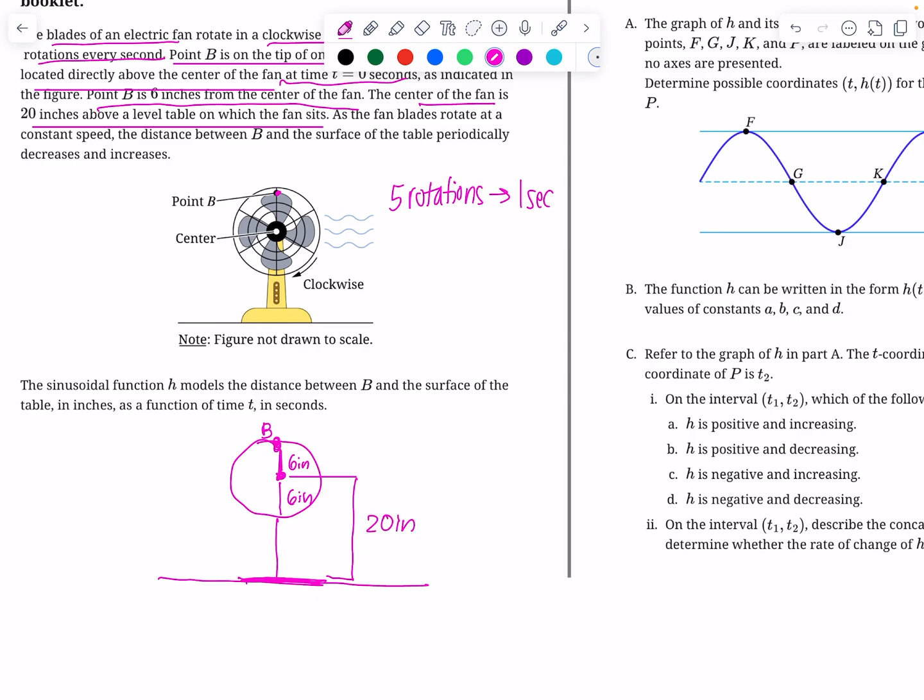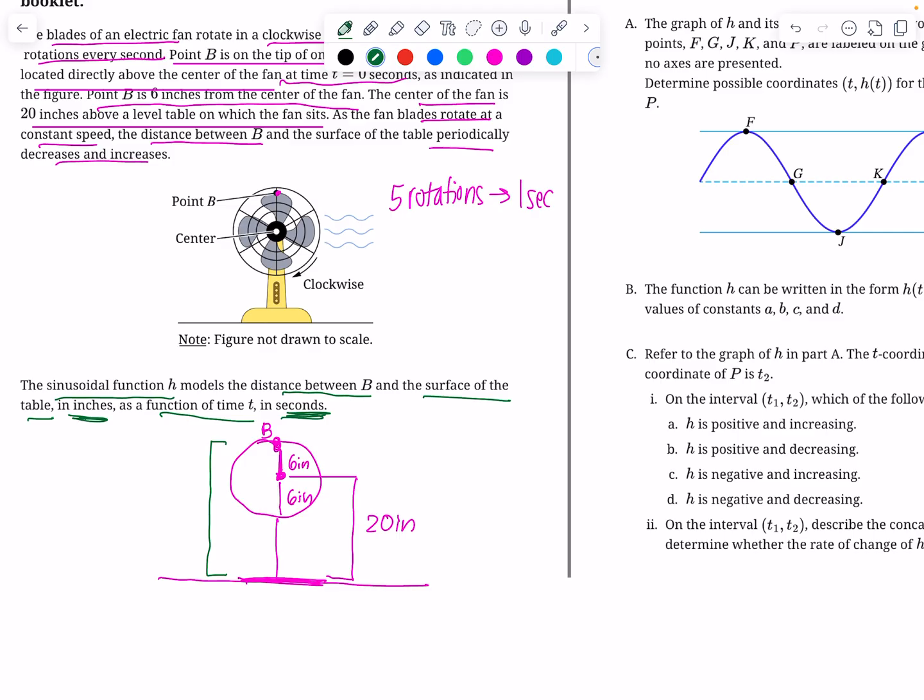As the fan blades rotate at a constant speed, the distance between B and the surface of the table periodically decreases and increases. Okay, that makes sense, right? As B is here, that's high, then it goes here, then it's low, low, low, and then it goes back to high. Okay, that makes sense. The sinusoidal function H models the distance between B and the surface of the table in inches as a function of time t in seconds.